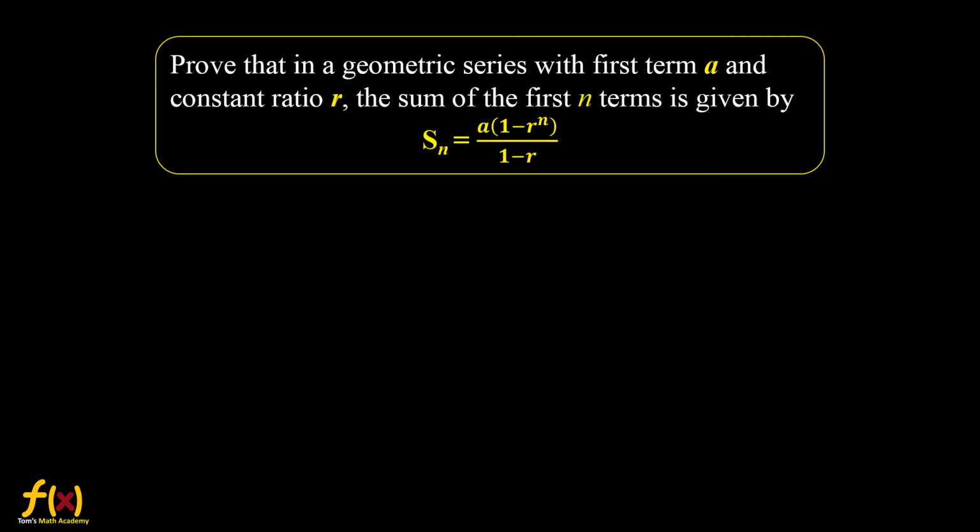Prove that in a geometric series with first term a and constant ratio r, the sum of the first n terms is given by Sn equal to a times 1 minus r to the power n over 1 minus r. Very important question. In most of the question papers we have seen this. Okay, let us start.